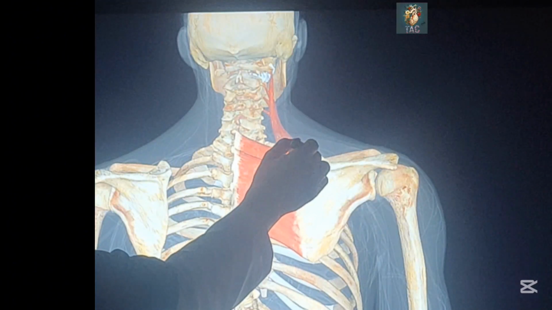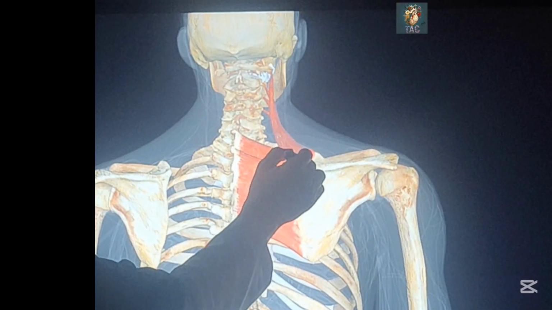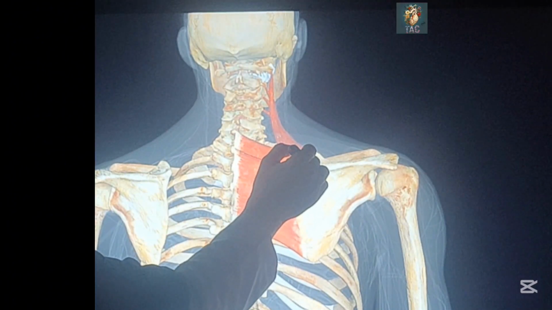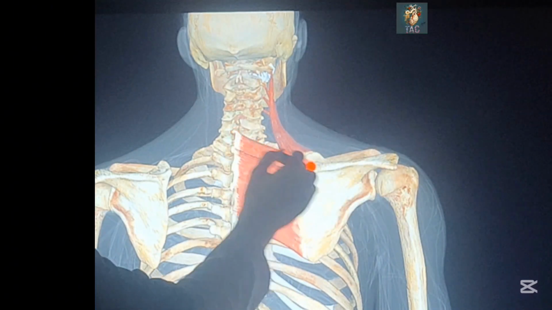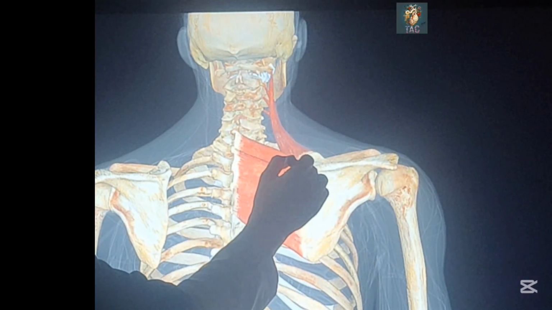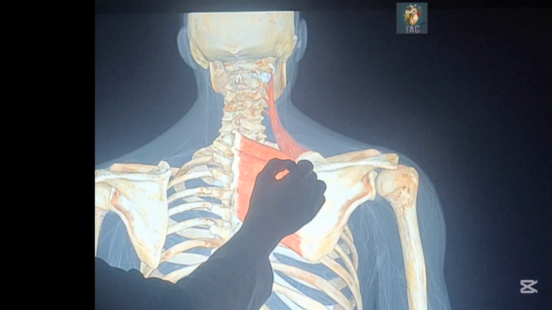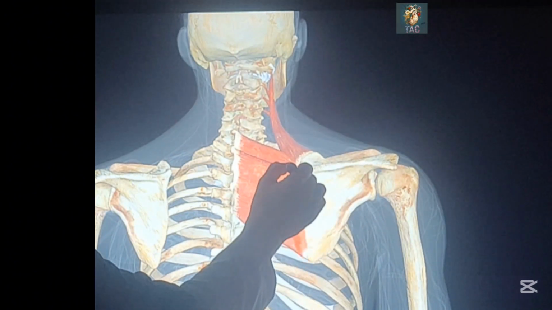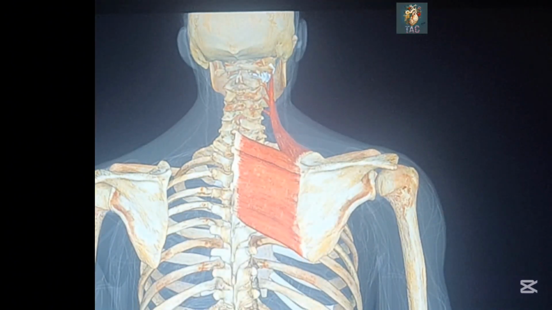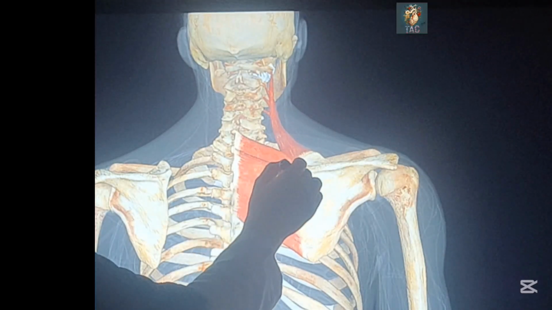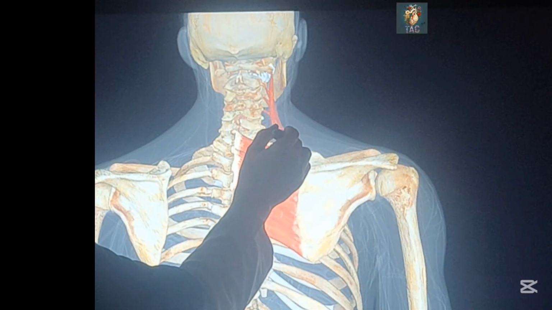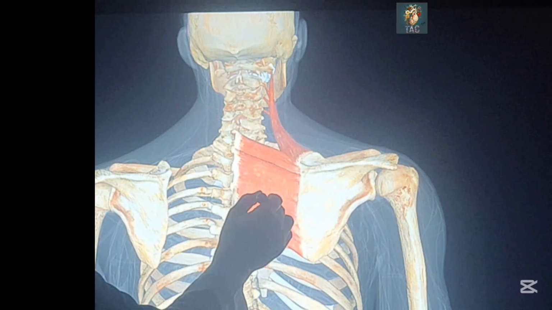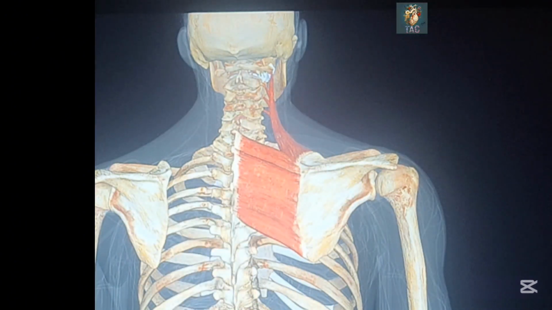So the levator scapulae is attached to the medial border of the scapula just above the base of the spine of the scapula. The rhomboides minor is attached at the base of the spine of the scapula, and the rhomboides major is attached on the posterior aspect of the medial border below the spine of the scapula. So these are the three muscles: the levator scapulae, the rhomboides minor and the rhomboides major.